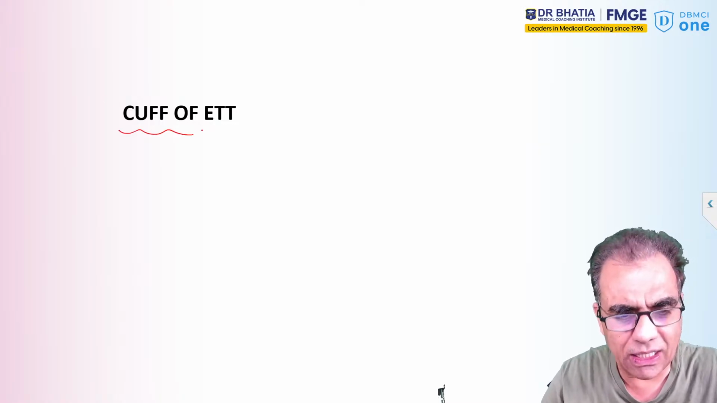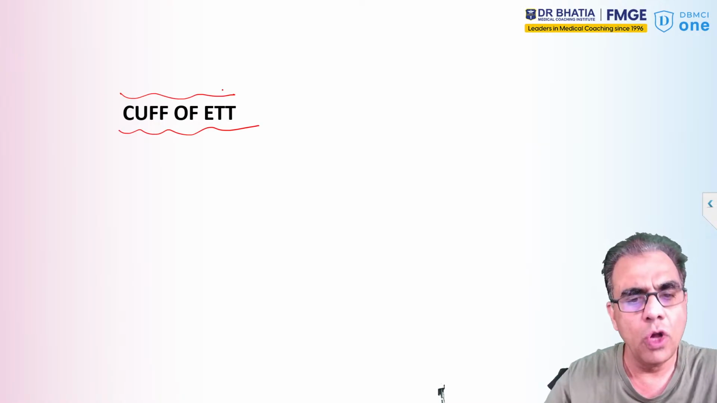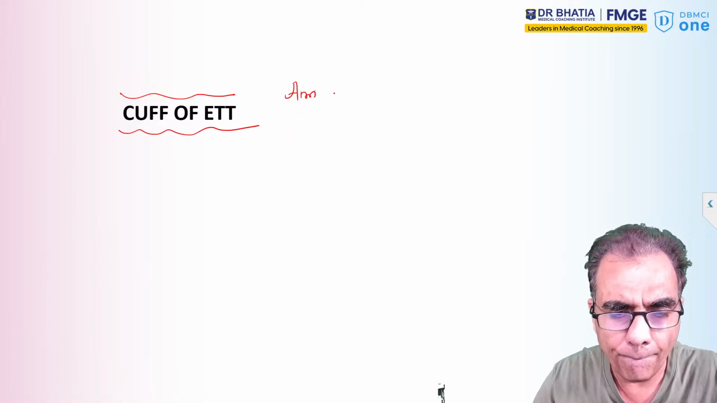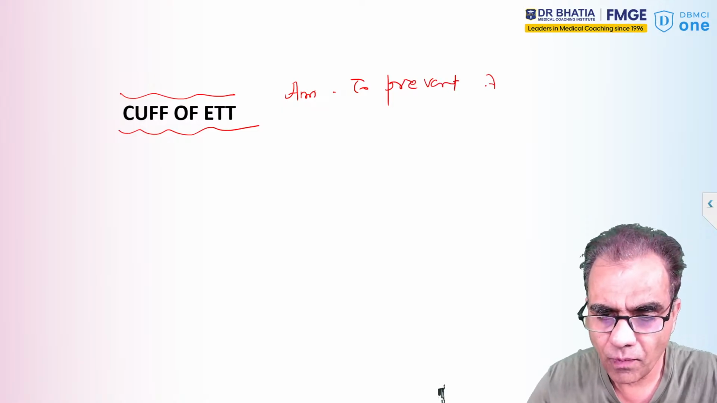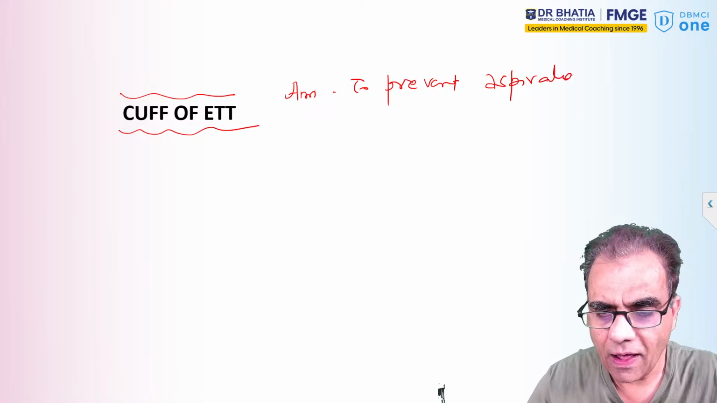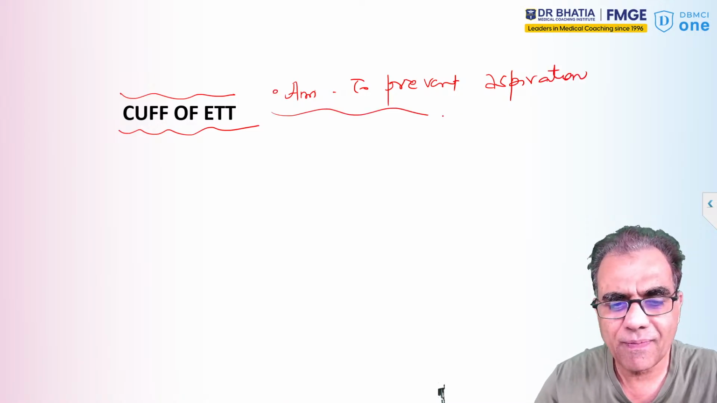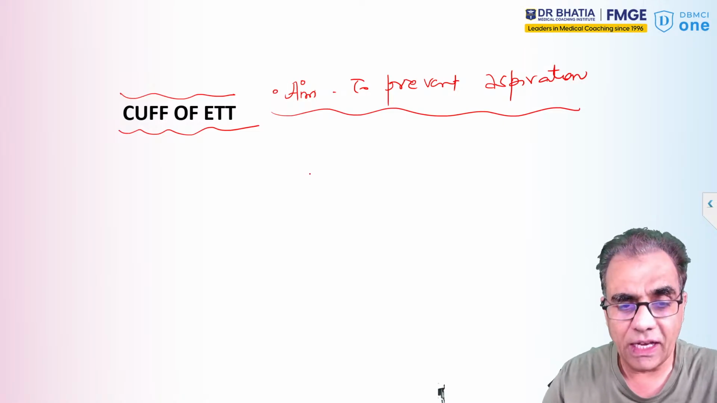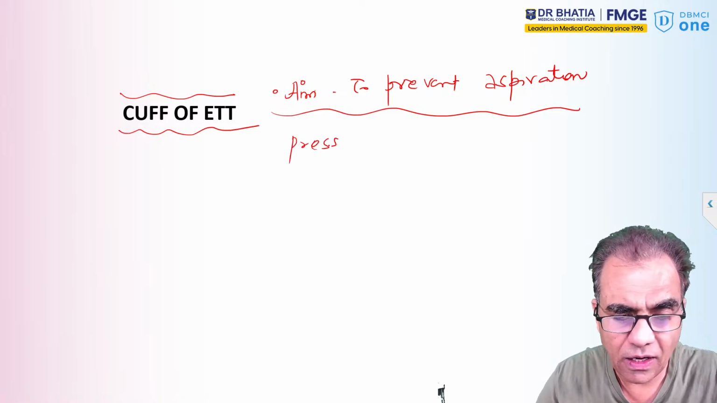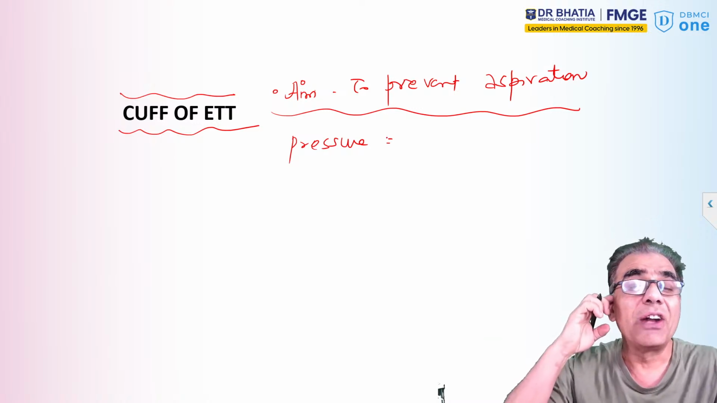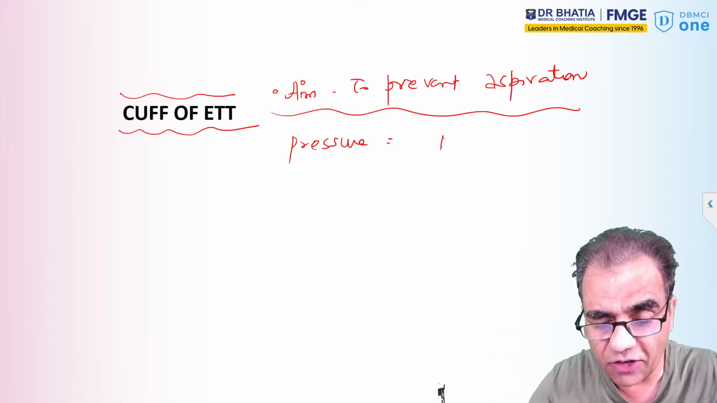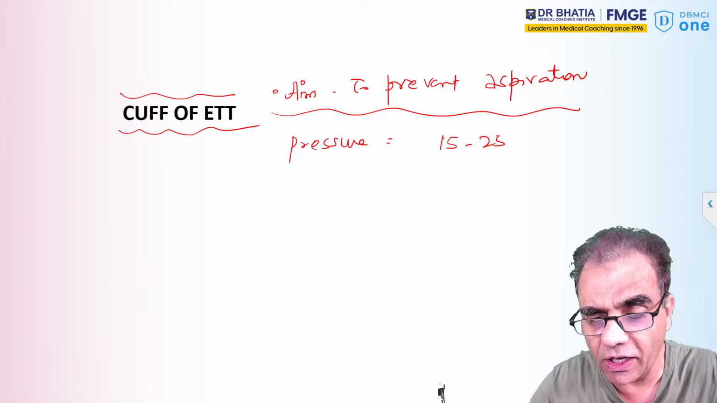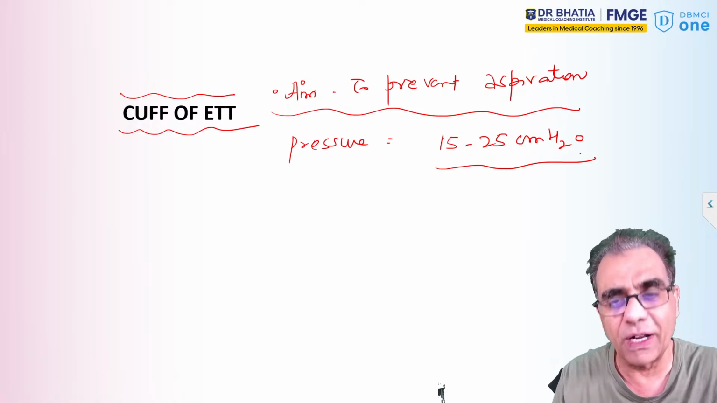Now let's discuss some very important things about the cuff you should know. Aim, already I told you, just to prevent aspiration. That's the aim. Then cuff pressure: too high a pressure will cause tracheal injury, too low a pressure will cause aspiration. So cuff pressure should be kept between 15 to 25 centimeters of water.